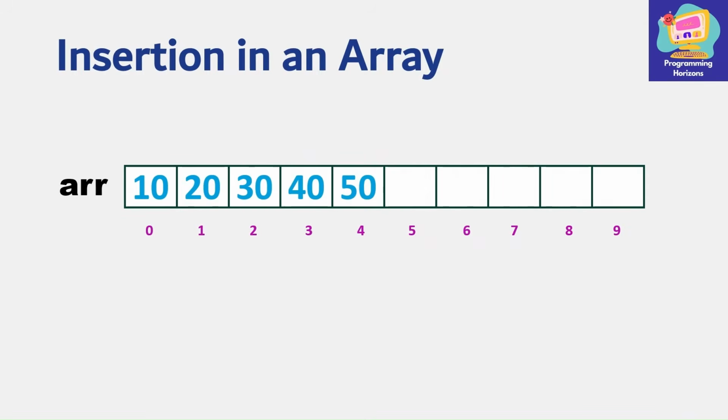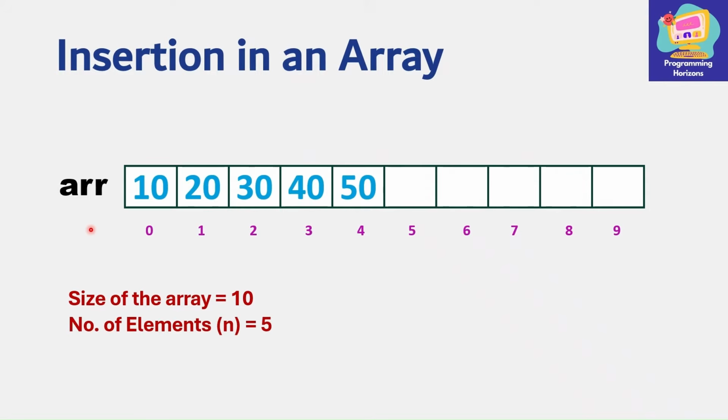Let us suppose that we have an array named ARR of size 10. That means we can store a maximum of 10 integer values in this array, but currently I have stored only 5 elements. By default, the first element is stored at index 0, the second element at index 1 and so on. So these index values are the positions of the elements in the array.